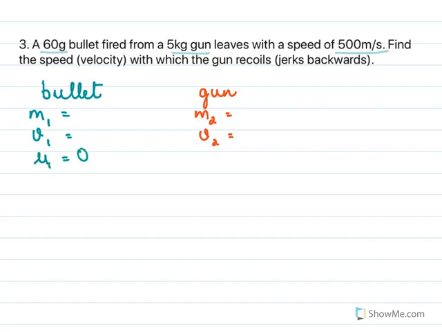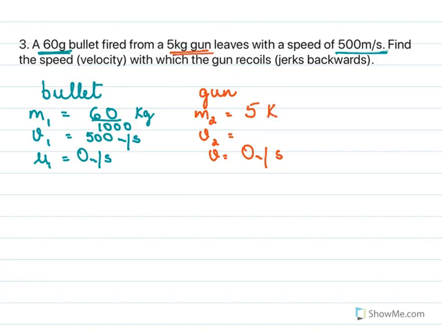Okay, then maybe we can write it. Before, u1 is 0 meters per second, and u2 is 0 meters per second. For the bullet, the mass is 60 gram, but we have to convert it into kgs, and the speed is given, 500. For the gun, it is 5 kgs, and we have to find its recoil velocity. We'll put it x. According to the law of conservation of momentum, m1u1 plus m2u2, total momentum before impact, equals total momentum after impact.